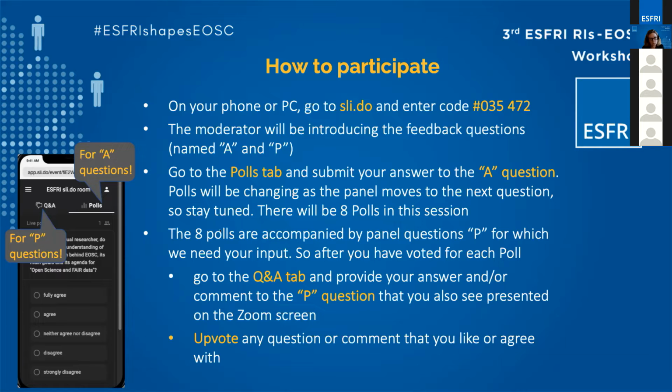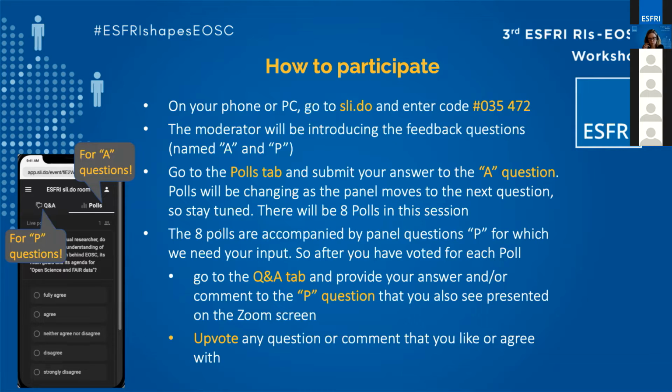Then the P questions are targeted to both panelists and audience and can be accessed by the Q&A tab of Slido, the other one you see in the screenshot on the left. So how will it work? First, the chair acting as moderator will be introducing the feedback questions in a slide. Then we start with the A questions, which are the polls. Go to the polls tab and submit your votes. Polls will be changing as the panel moves to the next question. So stay tuned. There will be 8 polls in this session.